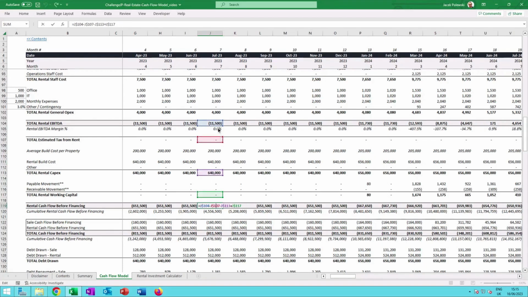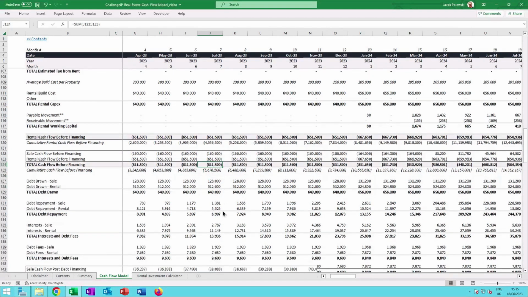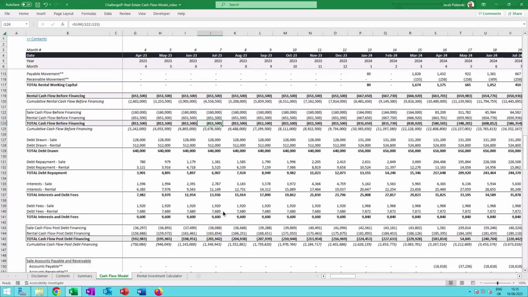So your EBITDA adjusted for any tax, then CapEx, and then the working capital gives you your estimate of the cash flow before financing. So that's again the cash flow before you receive any debt. And then finally here, I'm just summarizing those two cash flows together. So the cash flow from sale and the rental, which then allows me to start calculating my debt.